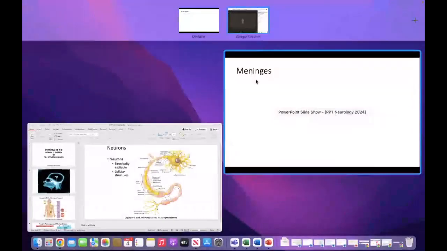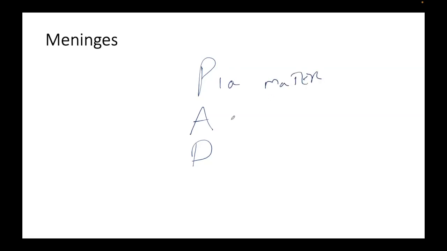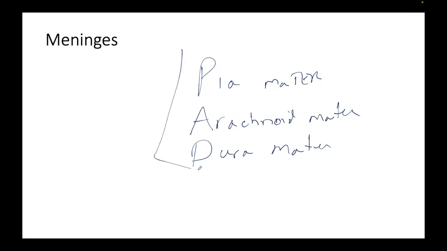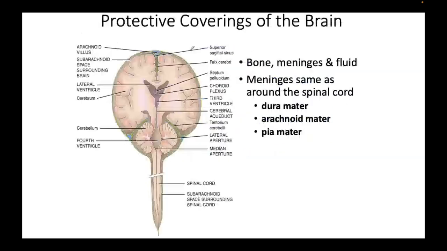We are still on neurology. Let's take a little look at the meninges. When we talk about the meninges, I want you to keep in mind PAD, P-A-D: pia mater, dura mater, and arachnoid mater. Okay, just remember PAD, P-A-D.